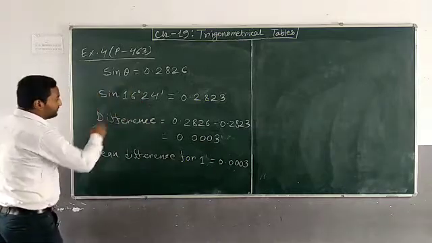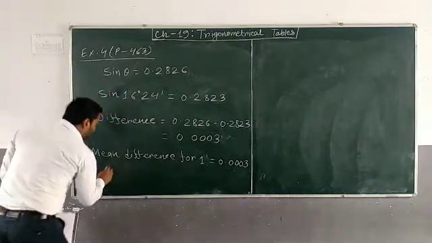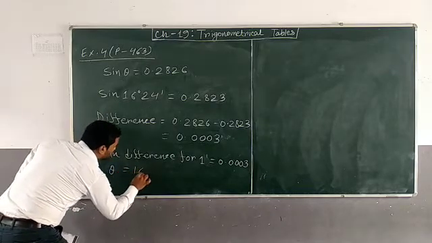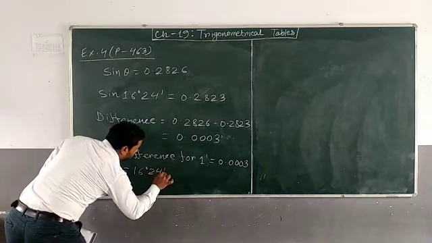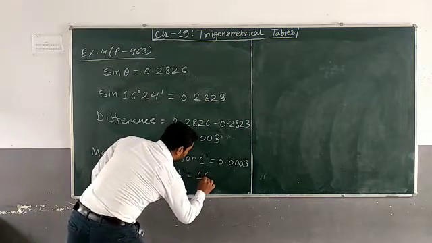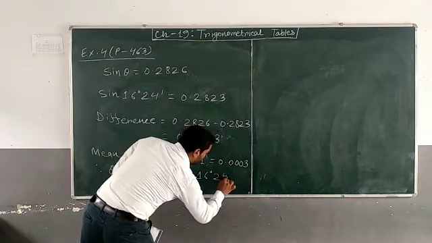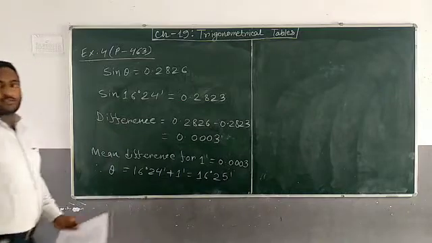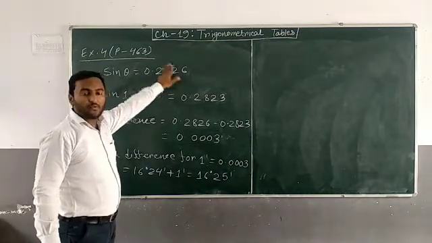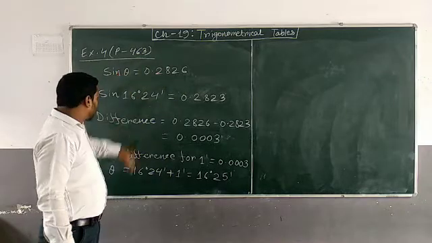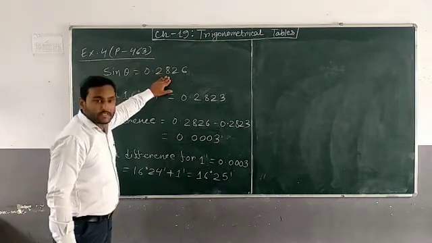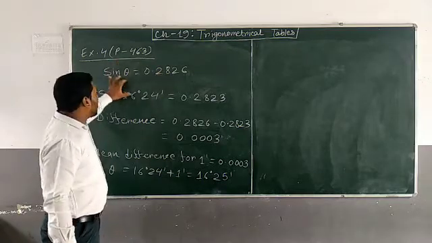Therefore theta equals 16 degree 24 minutes plus 1 minute, which equals 16 degree 25 minutes. Again I am explaining: when the ratio is given, you have to find the angle theta. If this value is exactly in the table, then you can write the angle exactly.